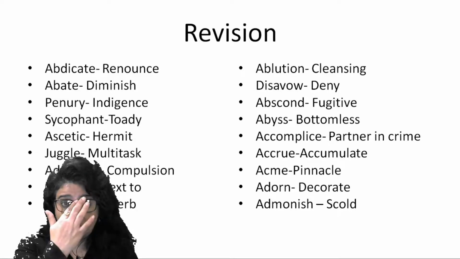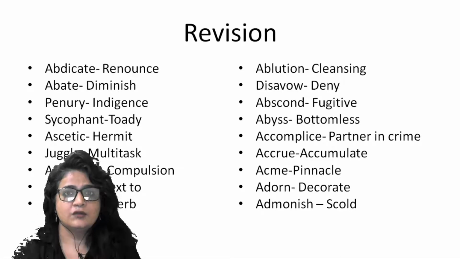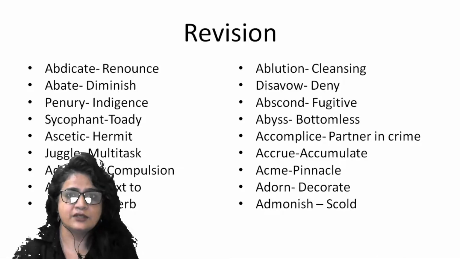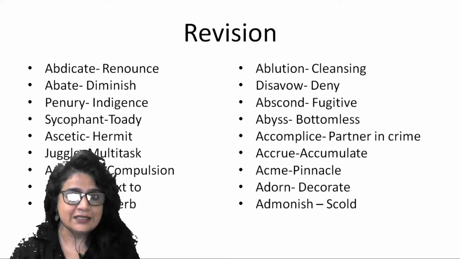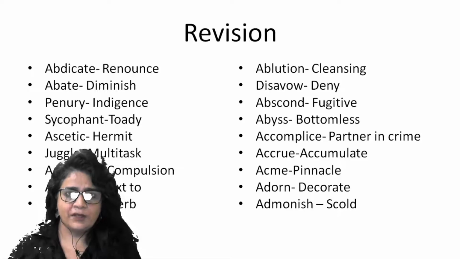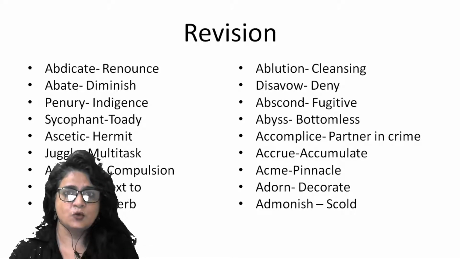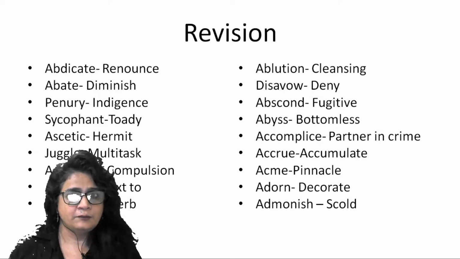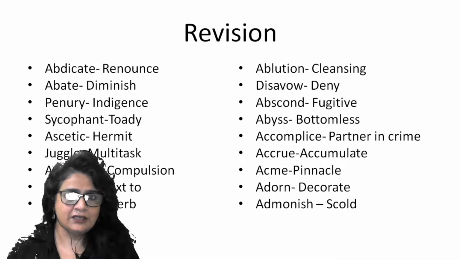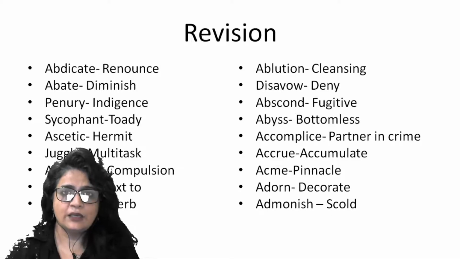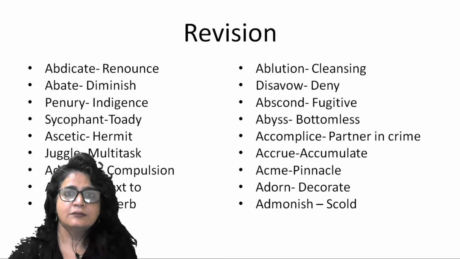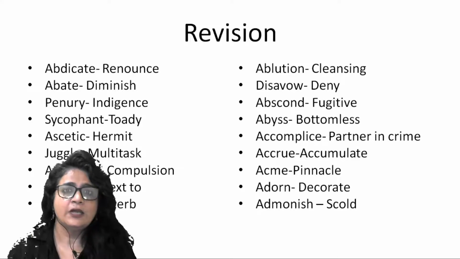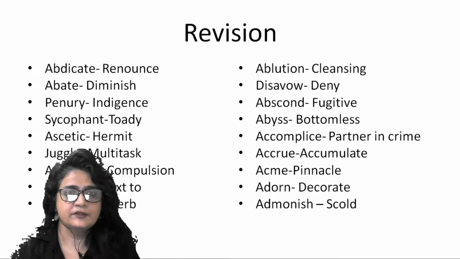Abate, another word where a graph was shown which was coming down. So abate is to diminish, to come down or to decrease. Penury, a picture of a woman with 4 children in extremely poor condition, right? They did not have clothes to wear, they did not have food to eat, and they were standing in a very dilapidated condition. So that is what penury is. So penury is poverty, destitution, or indigence. We did a couple of synonyms.